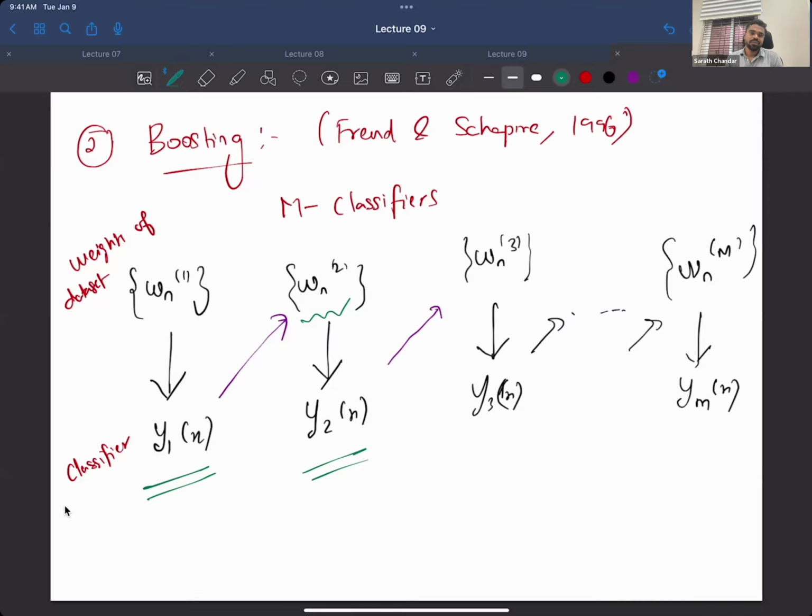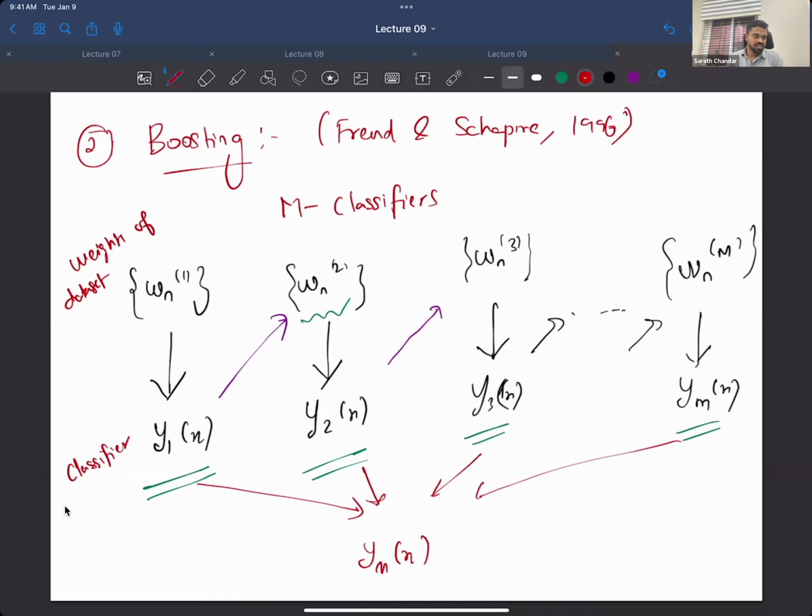Is that clear? Then y3 is focusing on the mistakes of y2. y4 will focus on the mistakes of y3, and so on. Finally, ym will focus on the mistakes of ym minus 1. Is that clear? So each successive model is learning from the mistakes of the previous model. Now, finally, I could just combine all these models together.